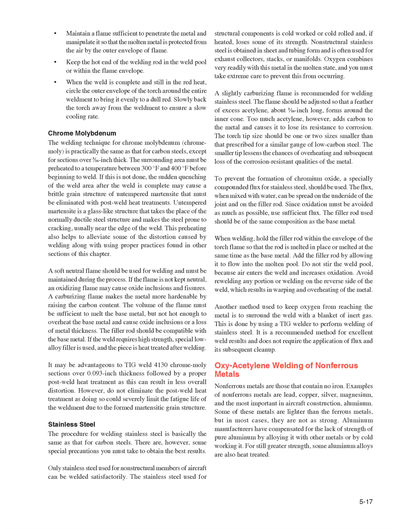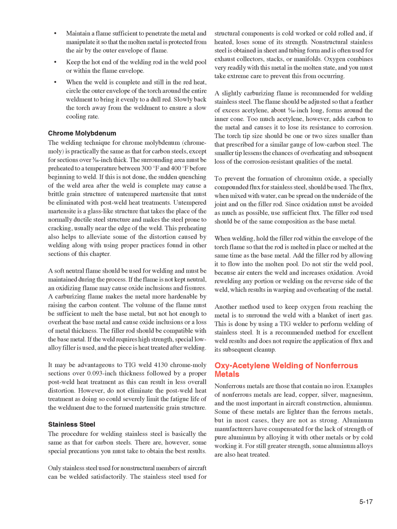Stainless steel. The procedure for welding stainless steel is basically the same as that for carbon steels. There are, however, some special precautions you must take to obtain the best results. Only stainless steel used for non-structural members of aircraft can be welded satisfactorily. The stainless steel used for structural components is cold worked or cold rolled and, if heated, loses some of its strength. Non-structural stainless steel is obtained in sheet and tubing form and is often used for exhaust collectors, stacks, or manifolds.